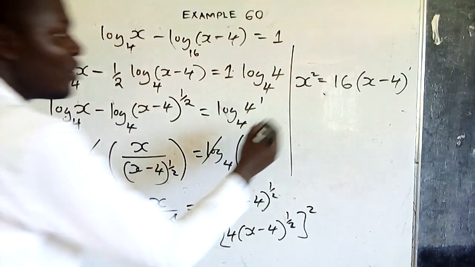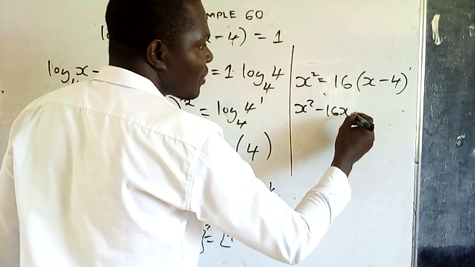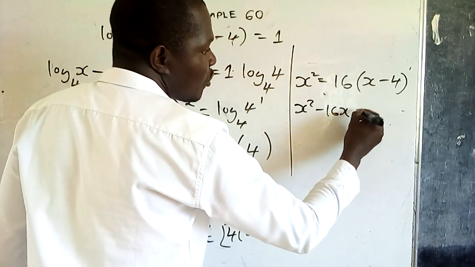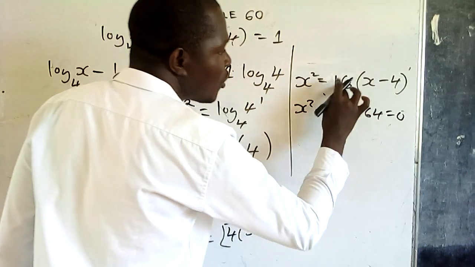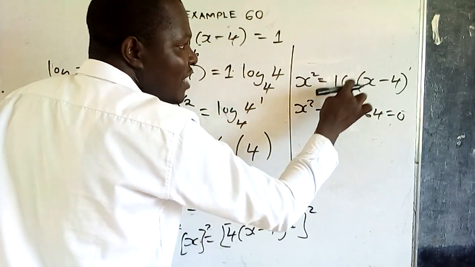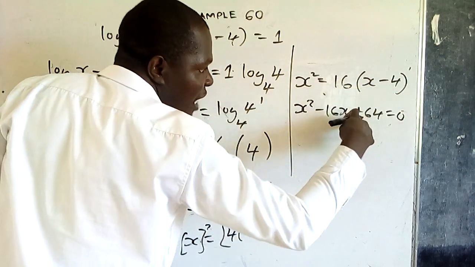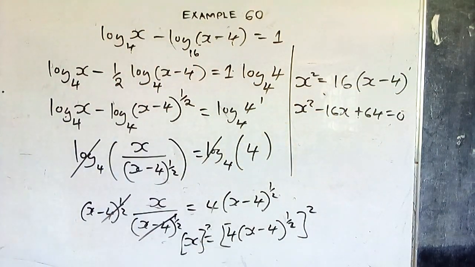Yes. So this is now x squared minus 16x. 16 times 4 is 64, isn't it? So it means plus 64 is equal to 0, because 16x coming on this side of the equation becomes negative, isn't it? Then 16 times 4 is negative 64. Negative 64 coming on this side of the equation becomes positive 64, isn't it? Are we together? Yes.